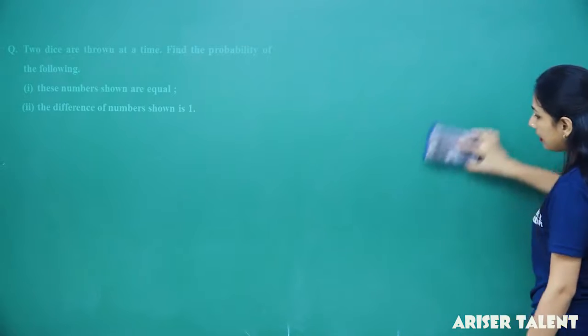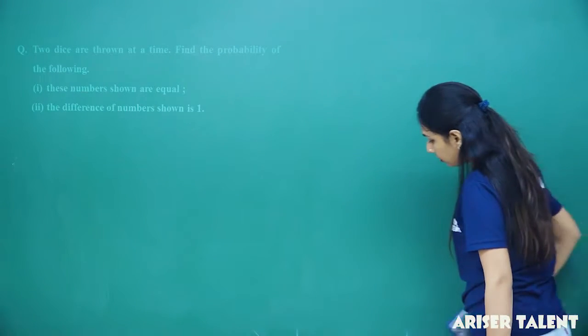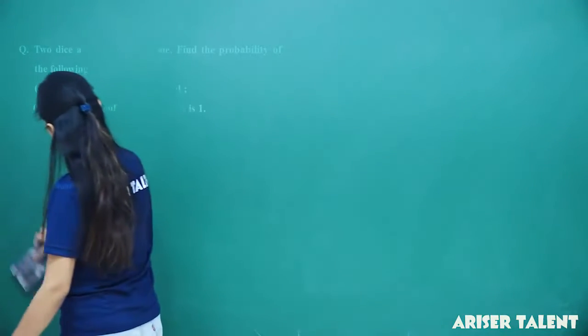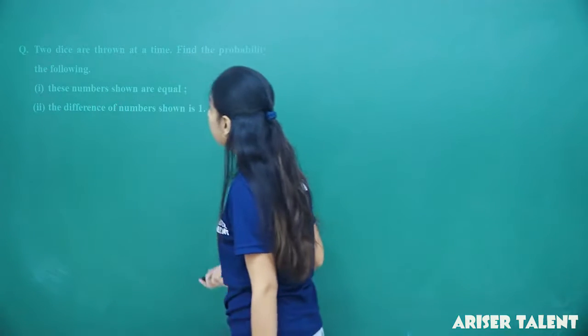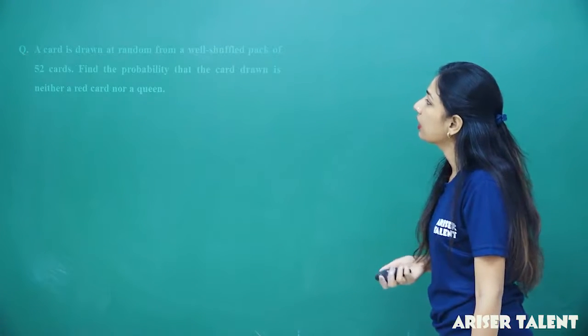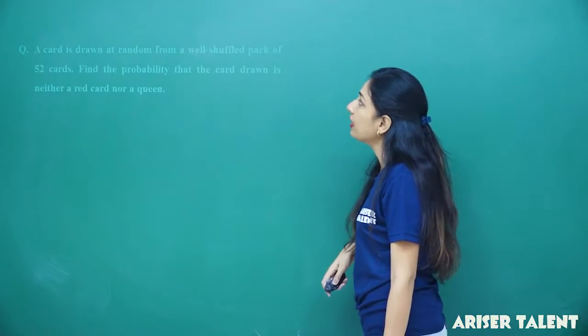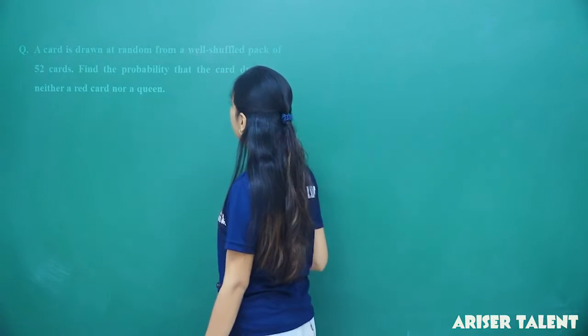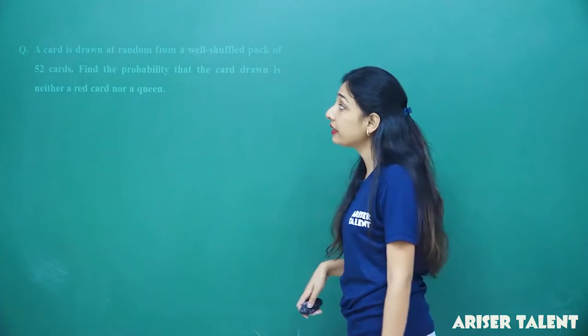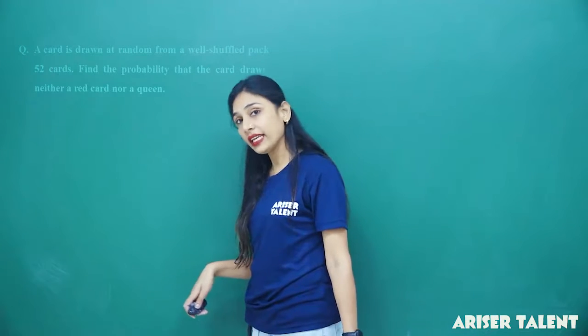So now it's time to play cards. I've told you this chapter is gonna be fun. Okay. So here you come. A card is drawn at random from a well-shuffled pack of 52 cards. Find the probability that the card drawn is neither a red card nor a queen.